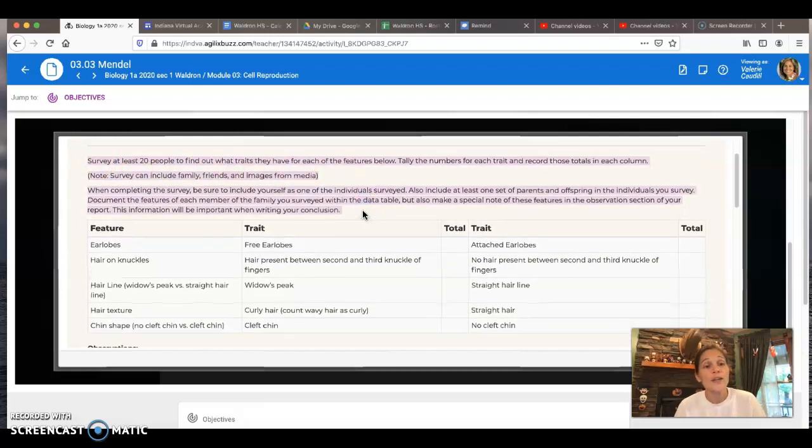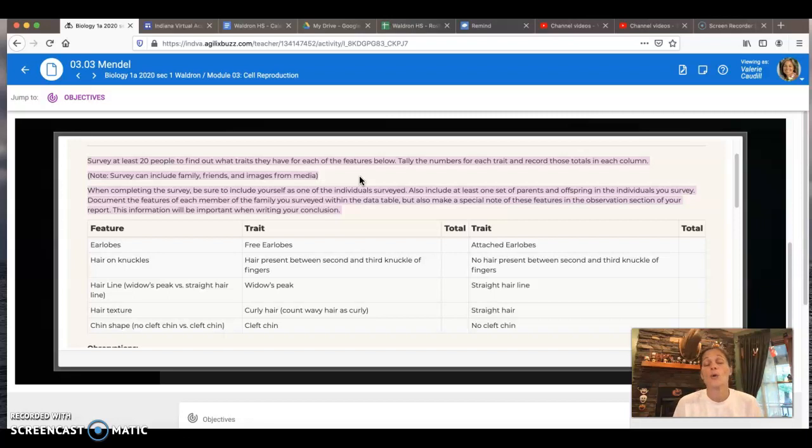It says to survey at least 20 people to find out what traits they have for each of the features below. Tally the numbers for each trait and record those totals in each column. Okay, now one note to keep in mind. It said the survey can include family, friends, or images from media.